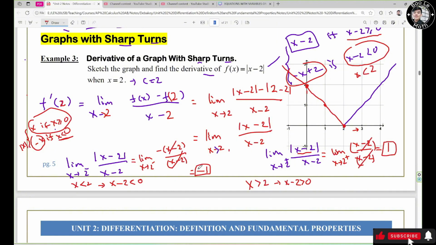Now, limit from the left equals negative 1, limit from the right equals 1. They are different, which means the limit does not exist, right? If the limit does not exist, there is no derivative of the function f of s when s equals 2. That being said, f prime of 2 does not exist.